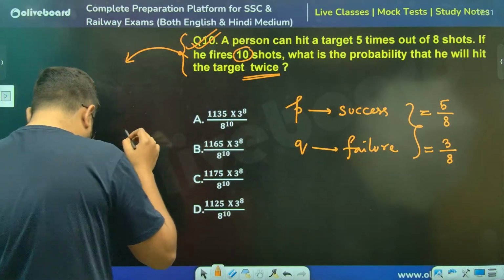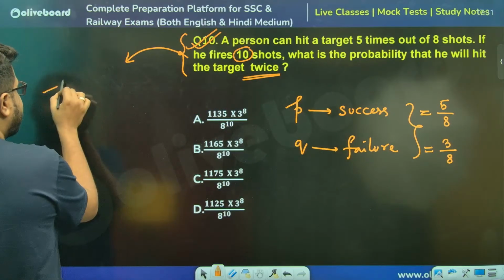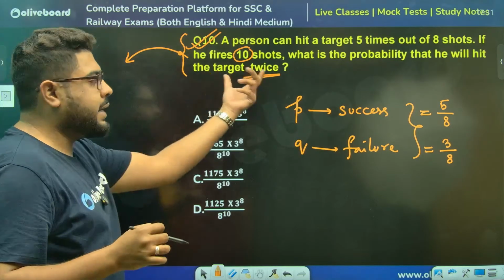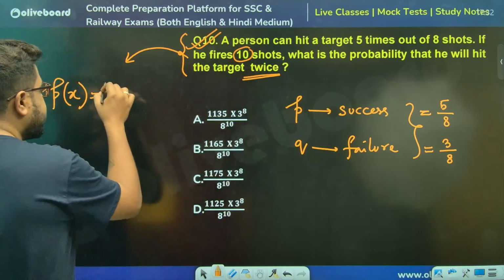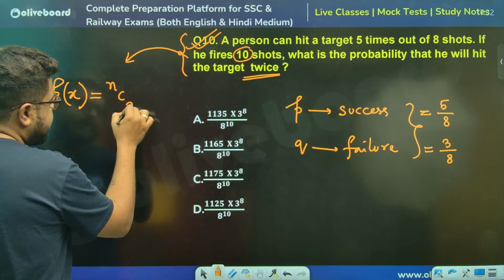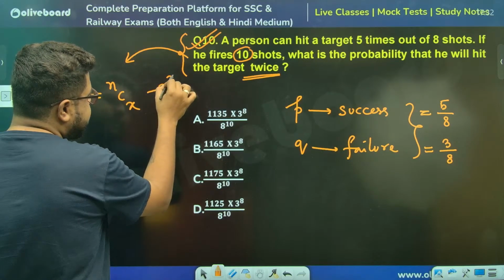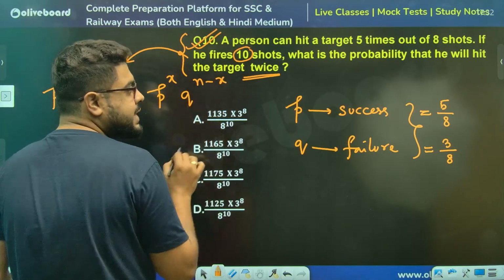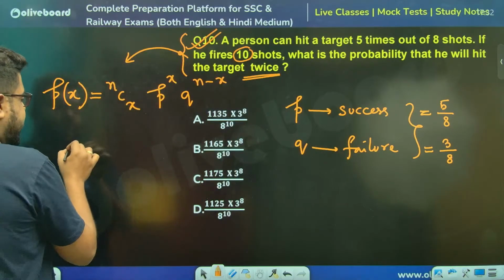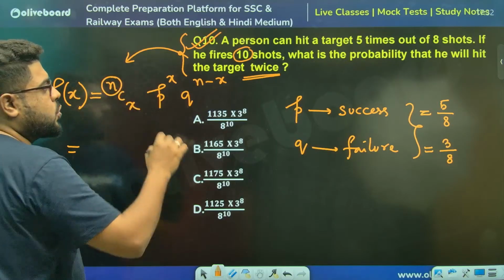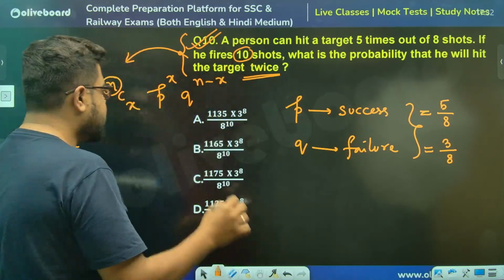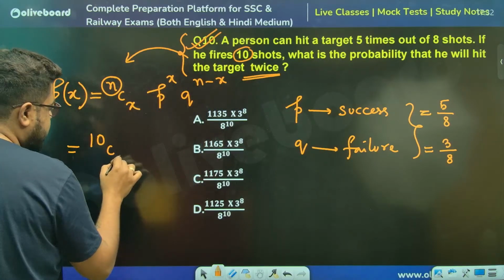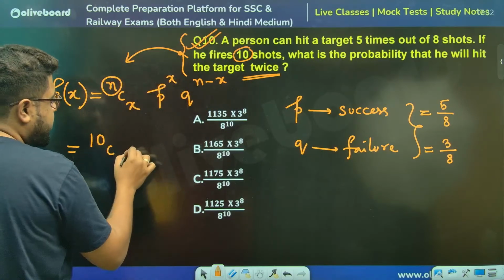What was the binomial distribution? Probability of X hits will be nCx into P to the power x, success to the power x, into Q to the power n minus x. That is your binomial distribution. Put the values. n means the total number of shots, that means 10 here. So 10 C, how many times he needs to hit? 2 times. 10C2, P to the power 2.